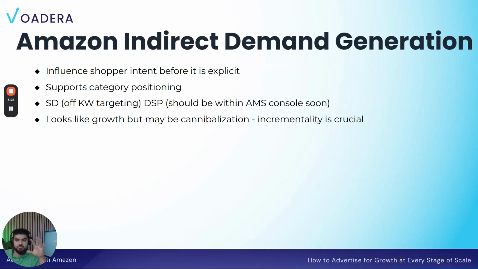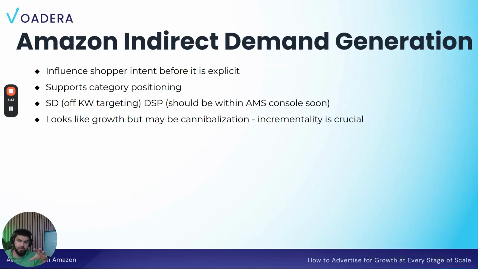Oh, sorry, this is Amazon Indirect Demand Generation. So I'll just briefly go over this one, then I'll go to that one. But this is obviously indirect. So people aren't necessarily searching, you're creating demand. So sponsored display, again, it's in here, DSP. Actually, it's going to the Amazon console soon.